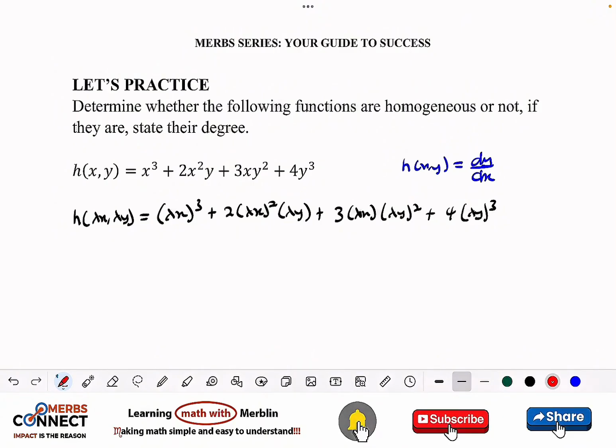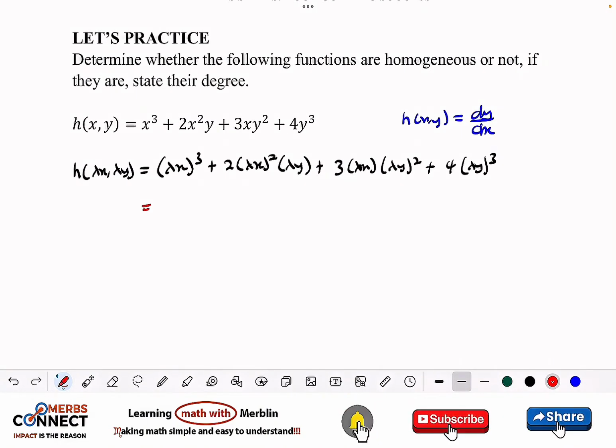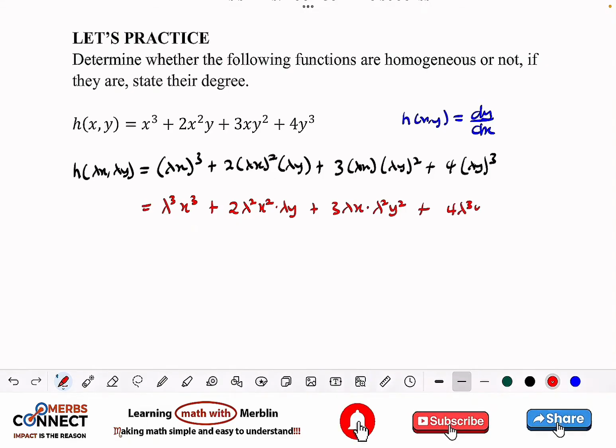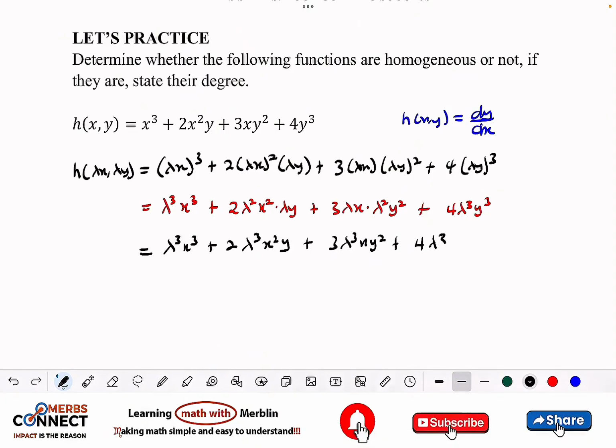Good. Now, what am I going to get? This is the same as lambda to the power 3 x to the power 3, plus 2 lambda squared x squared times lambda y, plus 3 lambda x times lambda squared y squared, plus 4 lambda cubed y cubed. So see what is happening here. Now this is the same as lambda cubed x cubed plus 2. I have lambda here, I have lambda here. So this is going to give us lambda cubed x squared y, plus another lambda cubed x y squared, plus 4 lambda cubed y cubed.